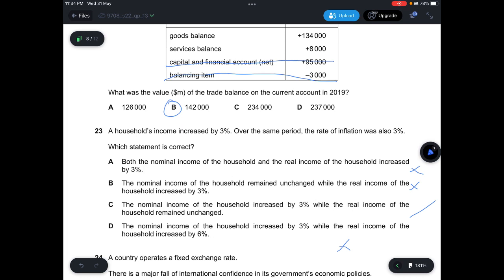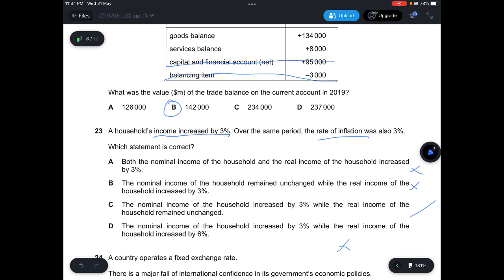The reason for that is because the household's income increased by 3%. This one is in nominal terms, but then the real inflation is also 3%. So if we adjust the income with inflation, you realize that even though there's an increase in income, because there's real inflation, the income in real terms is actually still the same. You're essentially having the same income, just that your money has dropped in value. So that's why for A, it says both the nominal income and the real income increased by 3% is not correct, because there's inflation, which is 3%, and then the income increased by 3% as well. So it should be the same for real income.